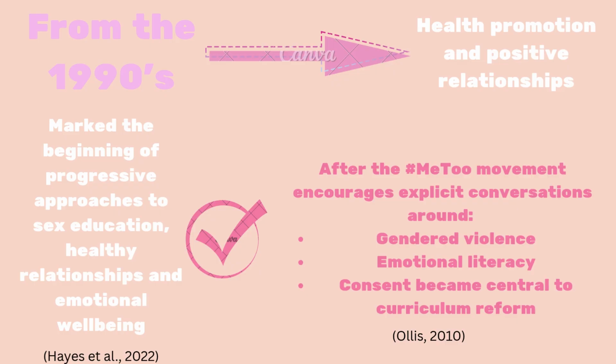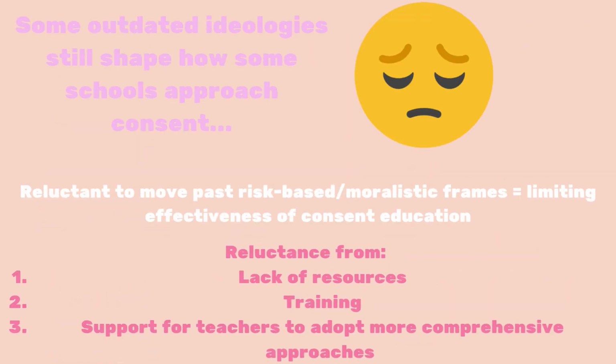Ollis 2010. These movements highlighted the urgent need for consent education that addresses the realities of gendered violence and the importance of emotional literacy. Despite these advancements, remnants of outdated ideologies still shape how some schools approach the topic. Some educators remain reluctant to move beyond risk-based or moralistic frames, which can limit the effectiveness of consent education. This reluctance often stems from a lack of resources, training, or support for teachers to adopt more comprehensive approaches.